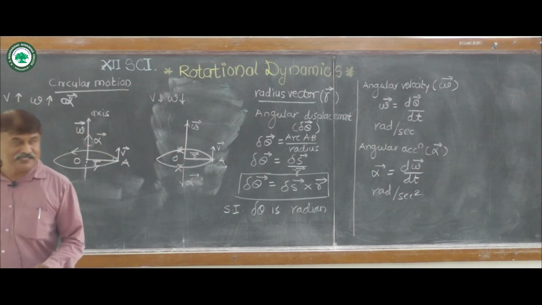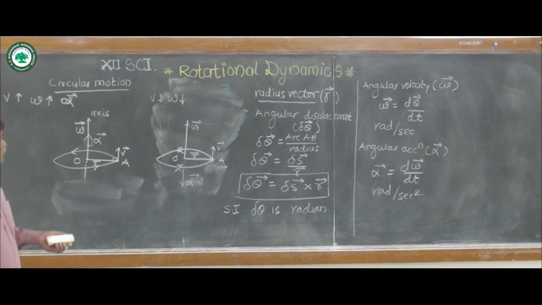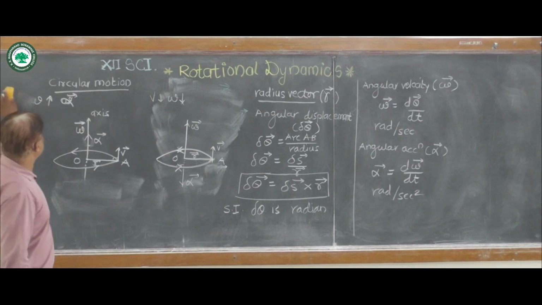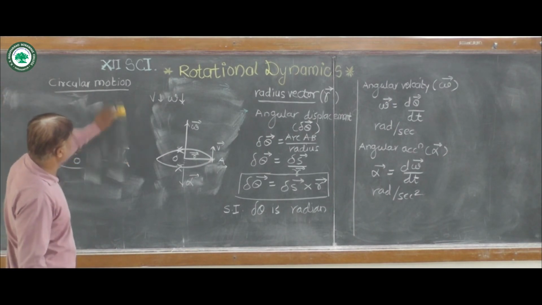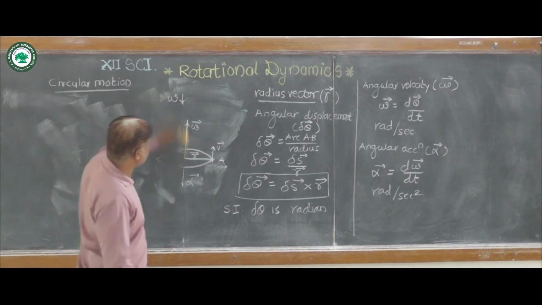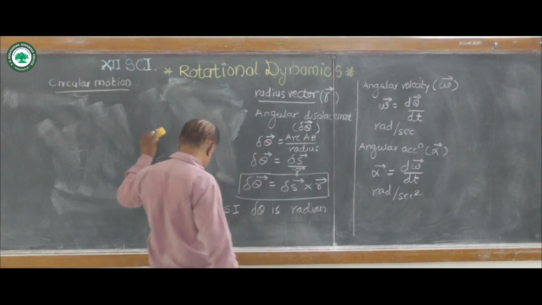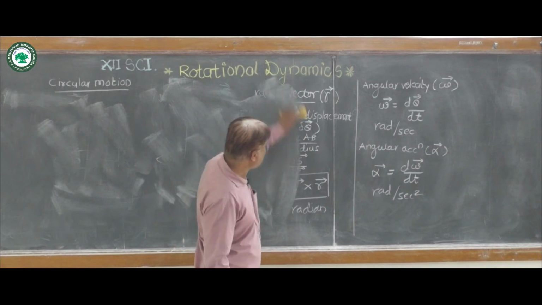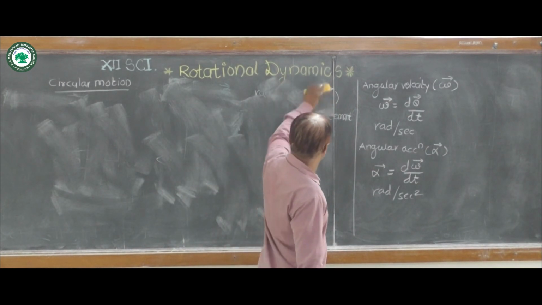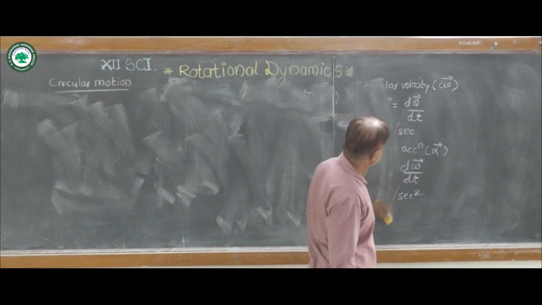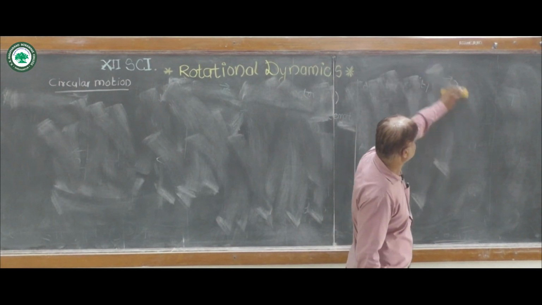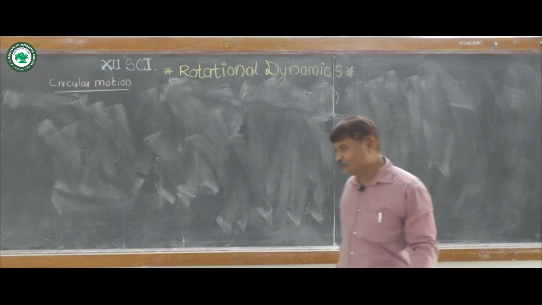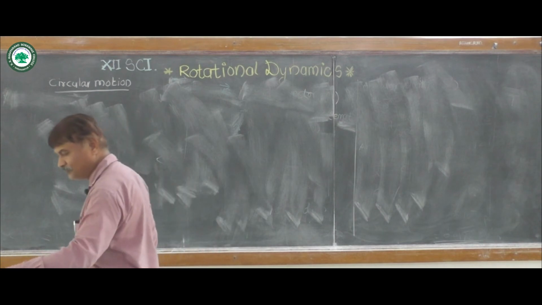This is the basic point: when omega is increased and omega is decreasing. Now again we come to the point of circular motion. In case of circular motion, we know that what is circular motion? The motion of an object along the circumference of a circle is called circular motion.